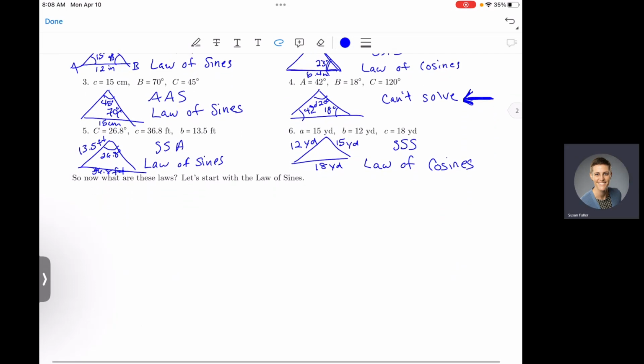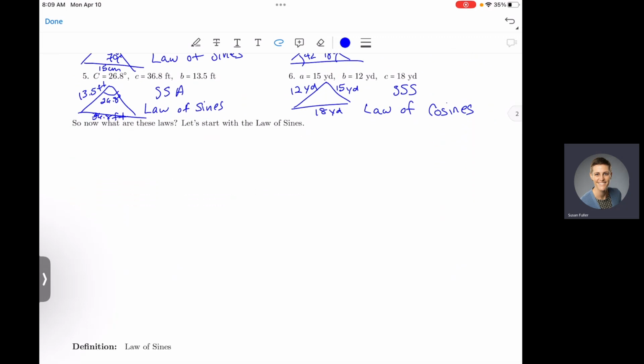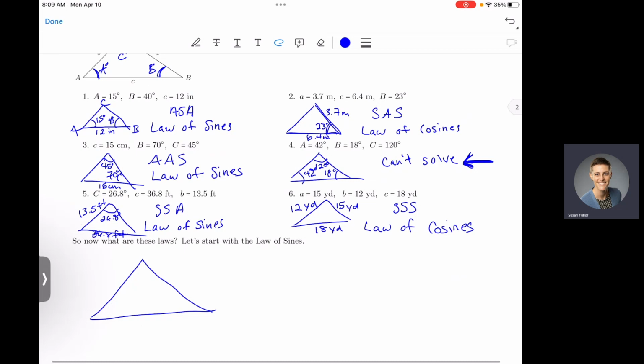So now that we know which one to use when, what do these laws actually say and how do they help us? So let's start with the law of sines. I'm going to make our similar triangle up here. So A and B and C here. And then this is side A, this is side B, and this is side C.